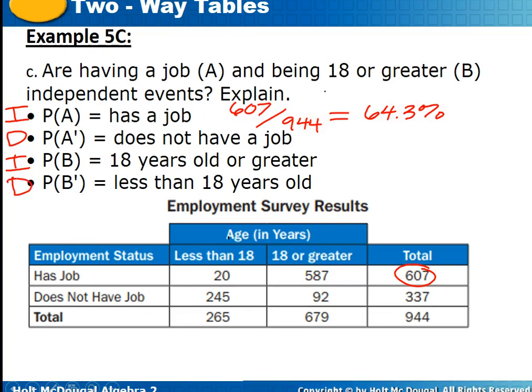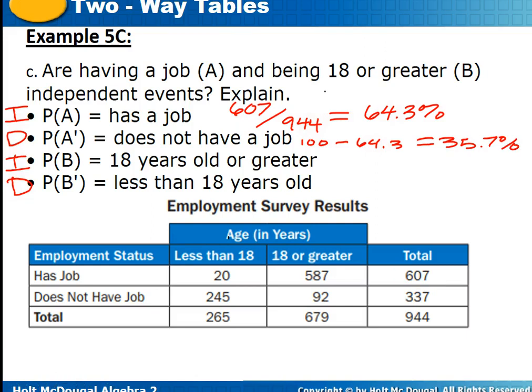Okay, so let's talk about how we find out if someone does not have a job. So we know that when you have a job and when you don't have a job, those percentages have to add up to be 100%. So we could just subtract 100 minus 64.3. When we do that, we get 35.7%. And again, this is dependent on whether you had a job or not.